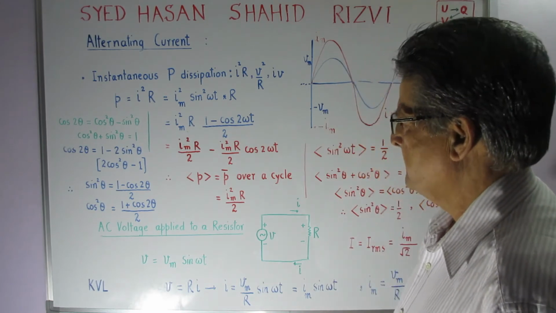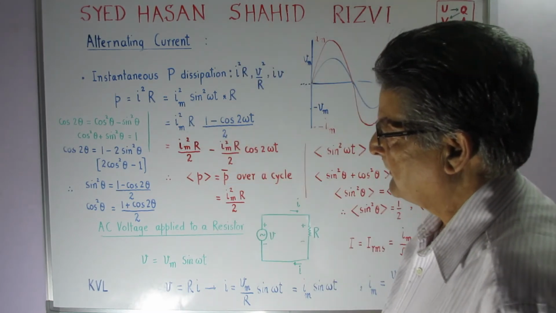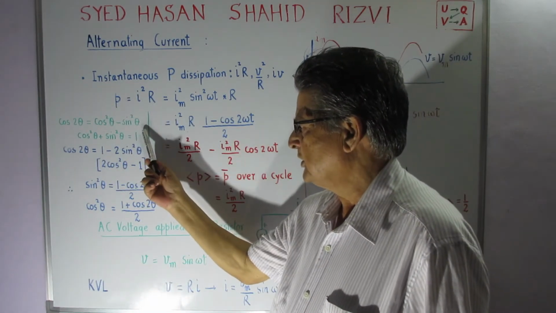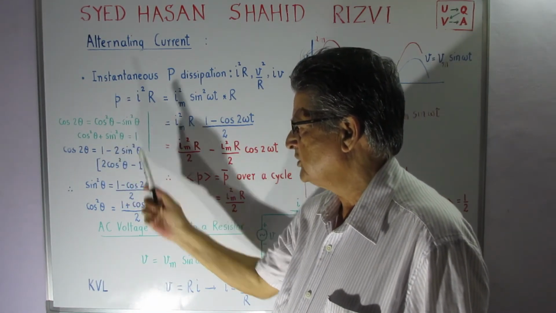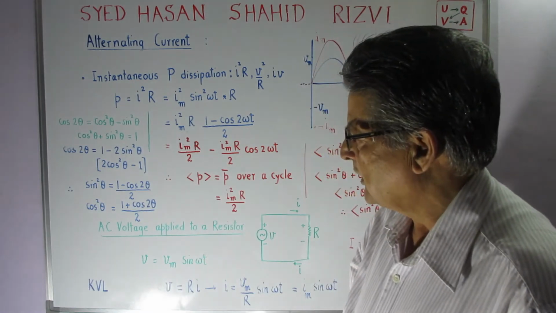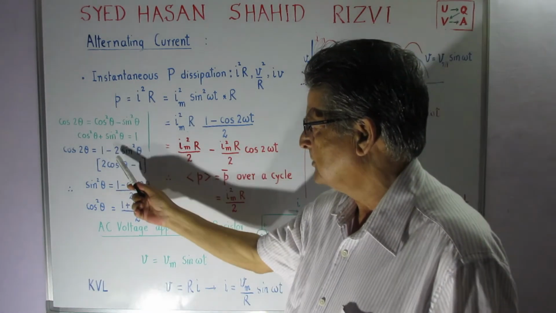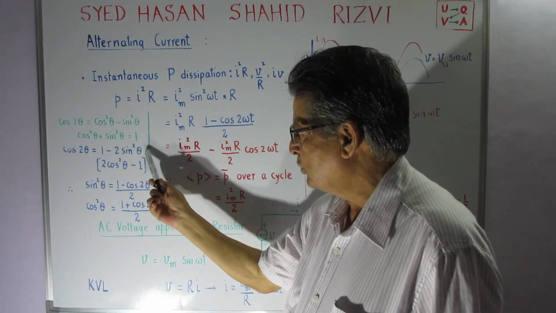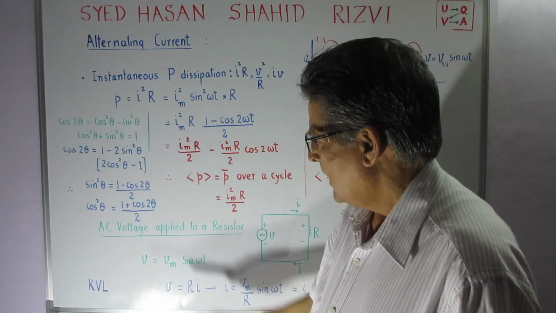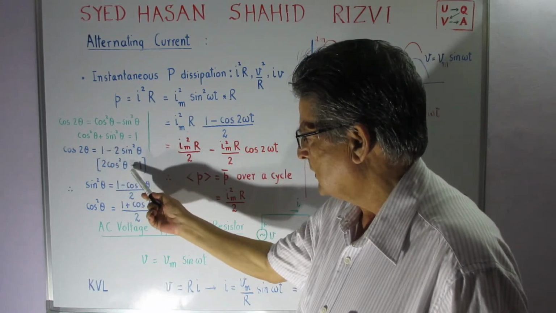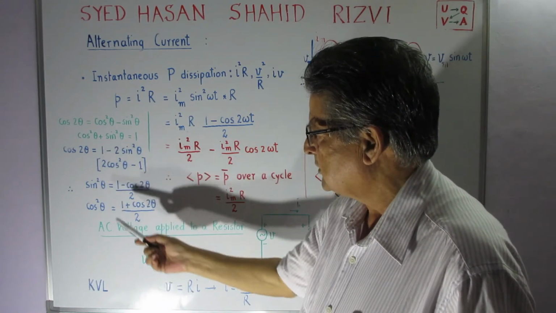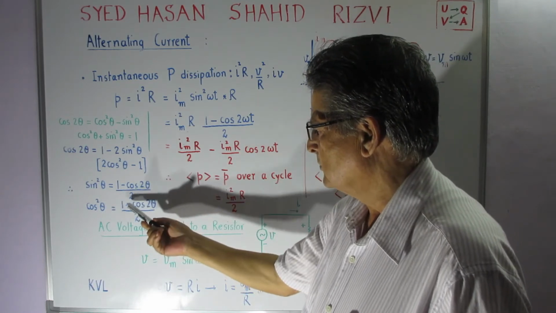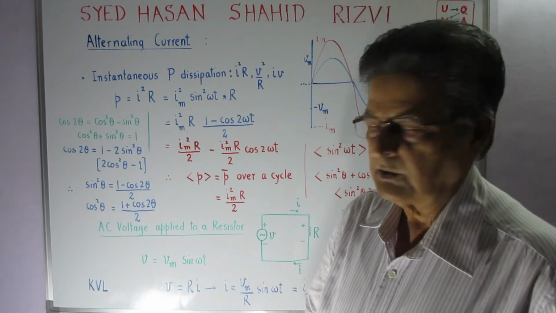And you know that we have done this kind of mathematics. Cos of 2 theta is equal to cos square theta minus sin square theta, and there is the famous relationship cos square theta plus sin square theta is equal to 1. Therefore cos 2 theta becomes equal to 1 minus 2 sin square theta. Also it can be written as 2 cos square theta minus 1. So sine square theta becomes equal to 1 minus cos 2 theta divided by 2, and cos square theta becomes 1 plus cos 2 theta divided by 2.